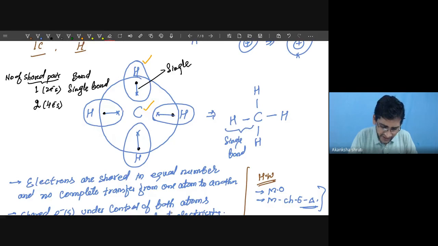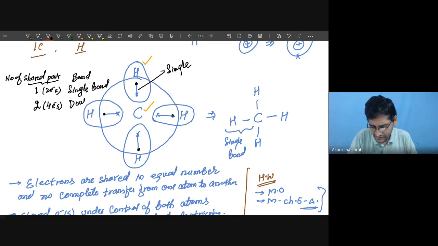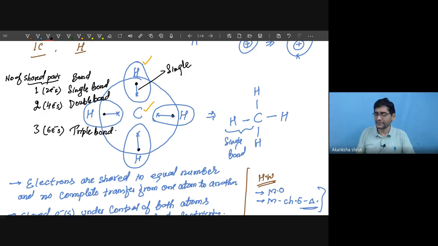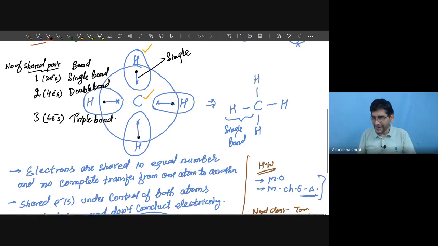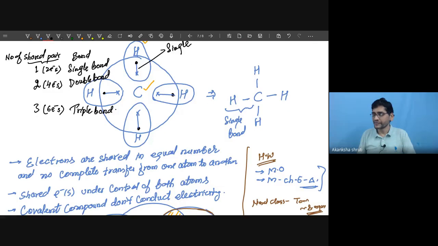If it is 3 pairs, then total 6 electrons will be in the shared region, and it is called a triple bond. This we have to keep in mind. How the single bond, double bond and triple bond are formed, those things we are going to learn in a bit more detail.